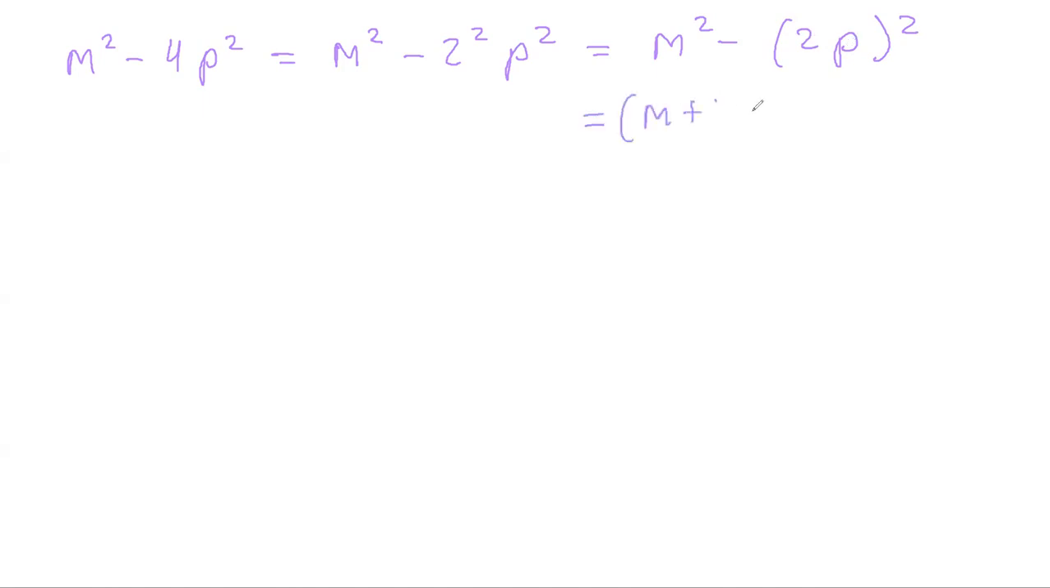Okay, so I have m squared minus 4p squared. Again, keeping them as squares. So 4p squared I can write as 2 squared p squared, which is the same thing as saying m squared minus 2p squared, right? Because both of them are being squared, so I can just put the squared on top of both. And so now I can write this as m plus 2p times m minus 2p.